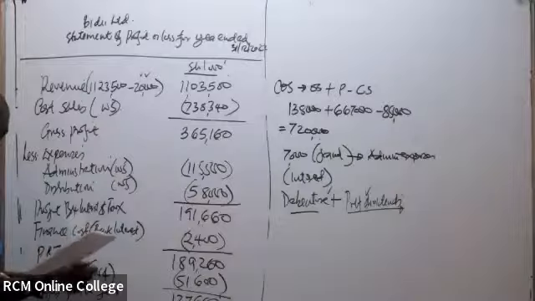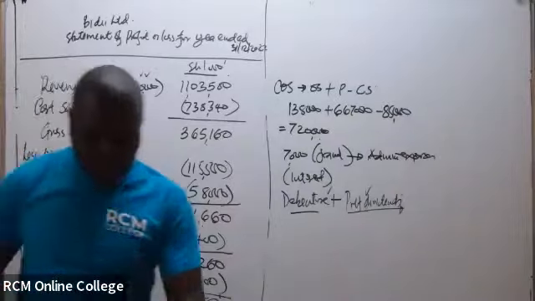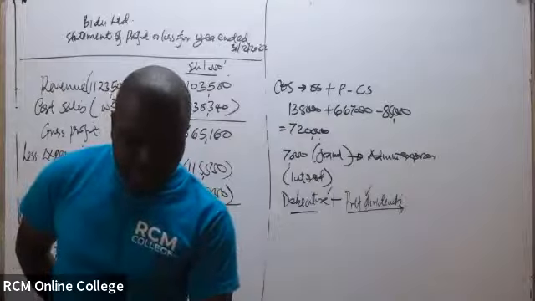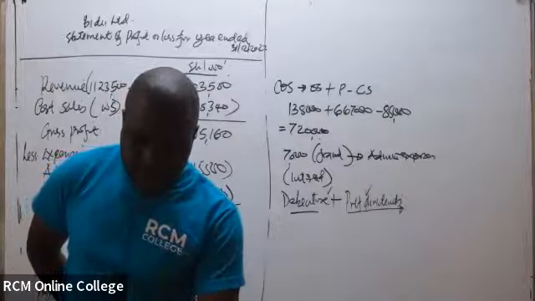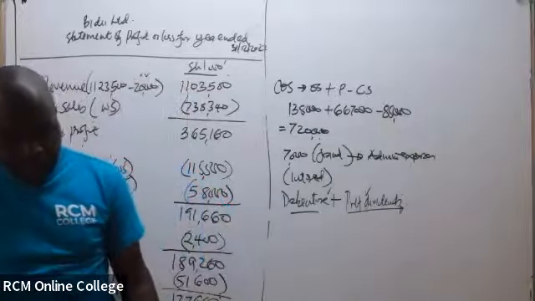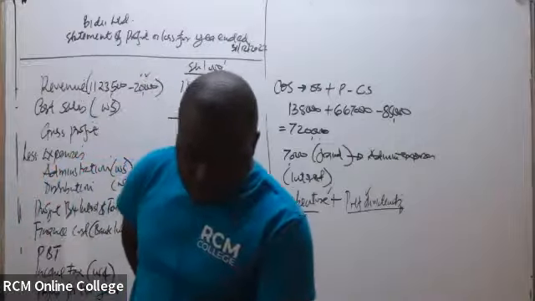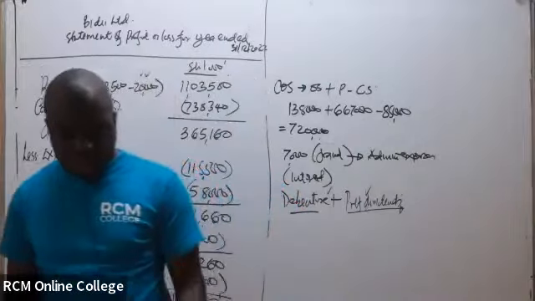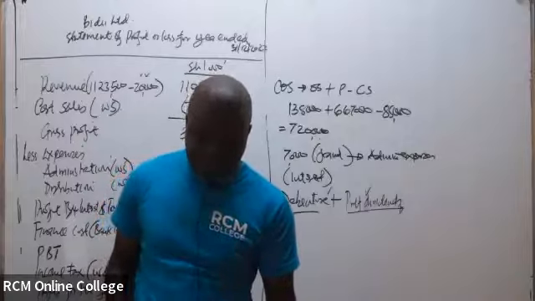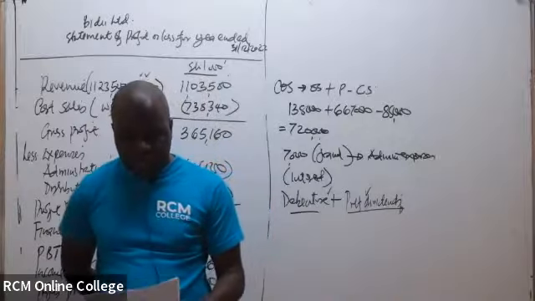Then the next item they want us to prepare is the statement of changes in equity. Ideally, we'll be looking at how the equity elements or items are having to change. To be able to know which are the equity elements, you have to look at the trial balance.